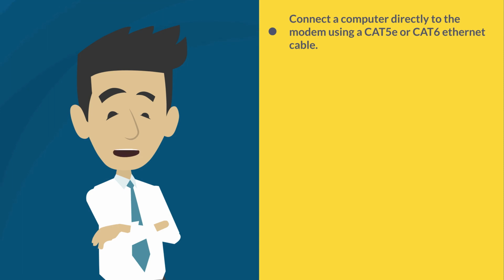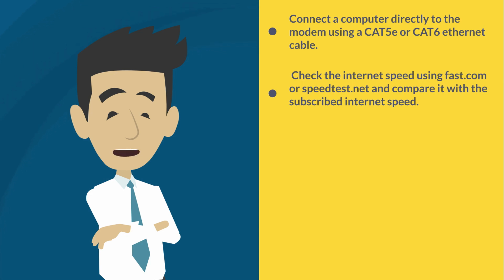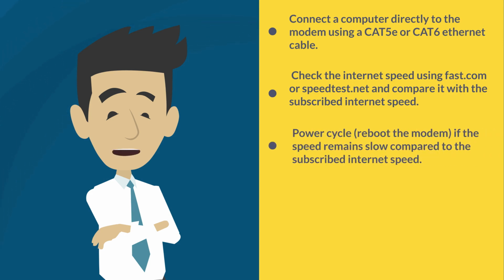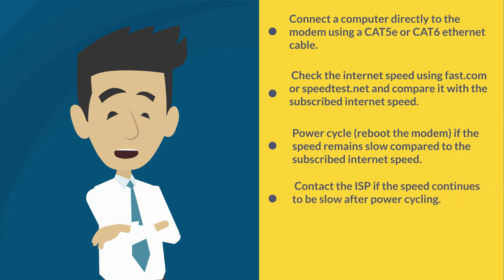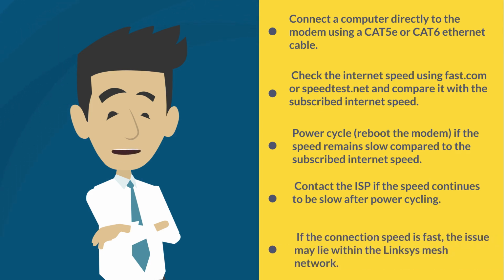Connect a computer directly to the modem using a Cat5e or Cat6 Ethernet cable. Check the internet speed using fast.com or speedtest.net and compare it with the subscribed internet speed. Power cycle or reboot the modem if the speed remains slow compared to the subscribed internet speed. Contact the ISP if the speed continues to be slow after power cycling. If the connection speed is fast, the issue may lie within the Linksys mesh network. Reconnect the modem to the internet port of the parent node and proceed to the next step.